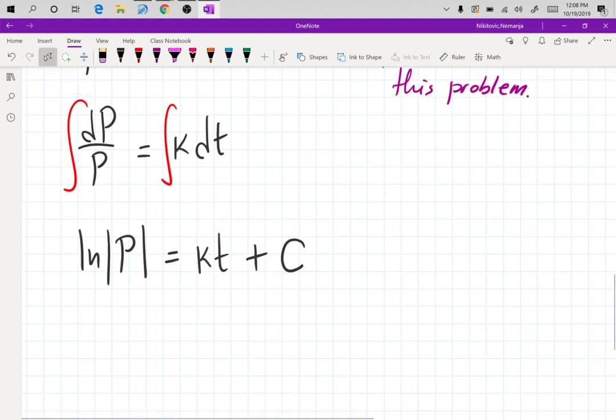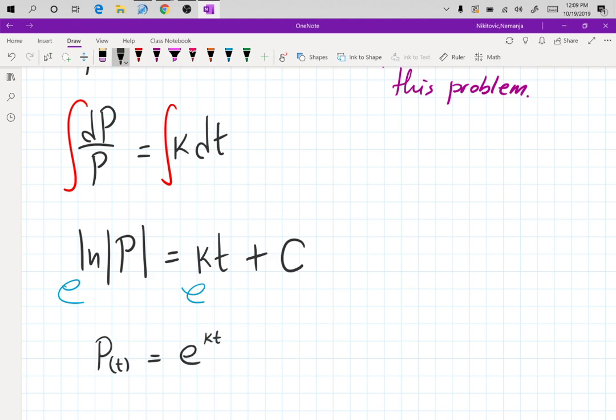All right. Now I'm done, right? But we can make it better because I can solve for P. How do I solve for P? Yes, exponentiate both sides. So now I have P as a function of t is going to be e to the kt plus C.